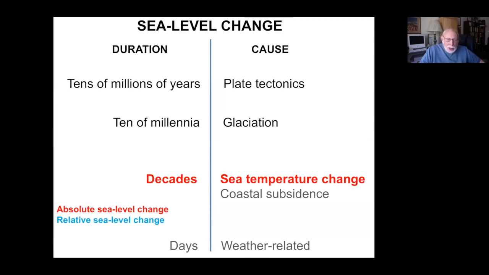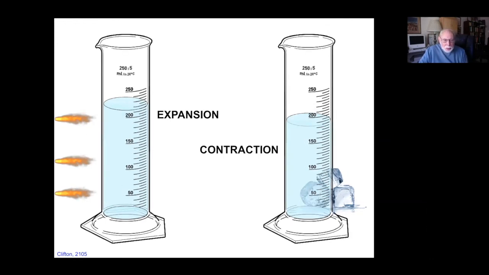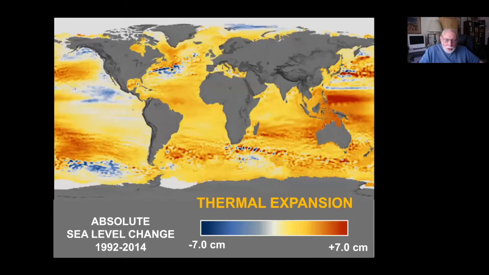At a much smaller scale, a decadal scale, we could get changes in sea level just from sea temperature changes. If you have a cylinder of water and you put heat on one side and ice on the other, it's going to expand and rise where the heat is and contract and sink where the ice is. And so there have been changes that have been mapped. They're not great changes, about 7 centimeters of change, rise or fall.